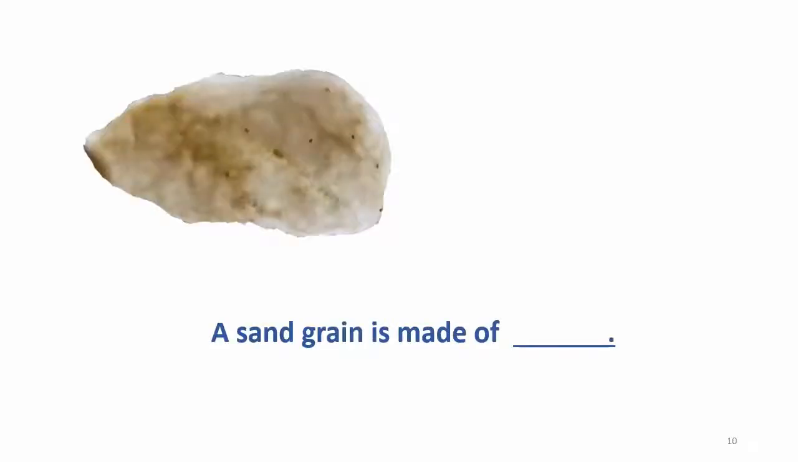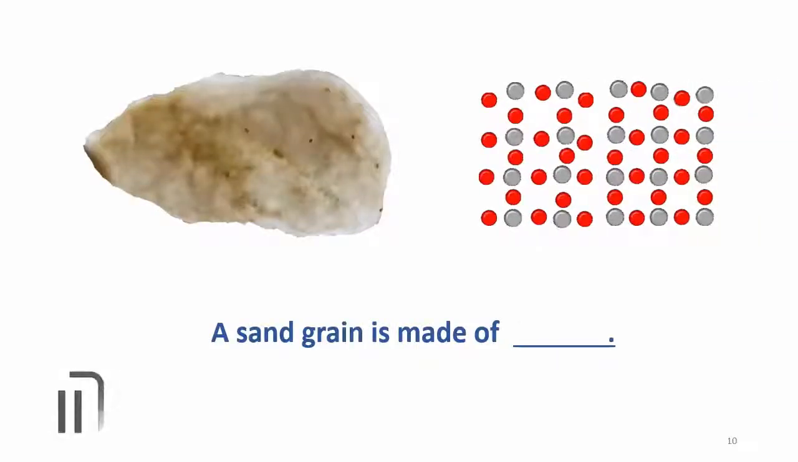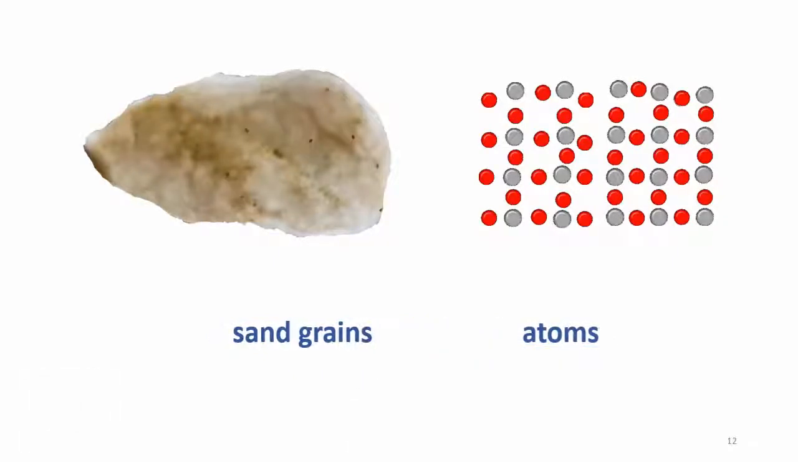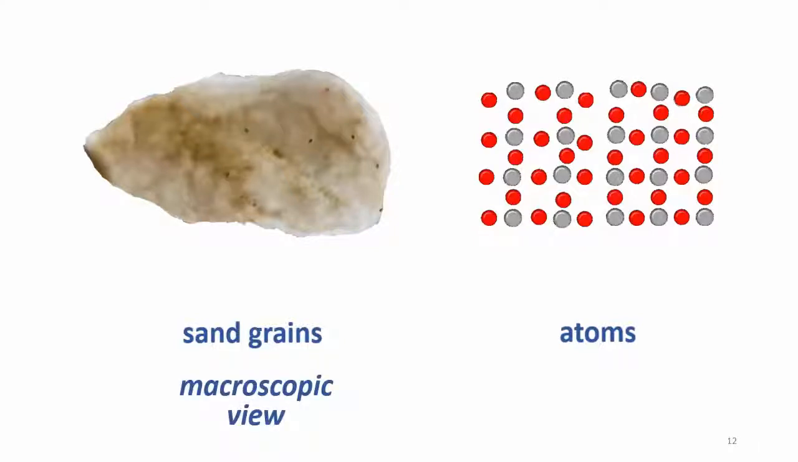We just saw that a sand grain is made of atoms. The photo of the sand grain on the left shows us what we can see and feel. We don't need a microscope for this, so this is the macroscopic view of the sand grain. Macro means big. The diagram on the right shows the atoms that make up the sand grain. These are too small to see with our eyes, so we need a really powerful microscope to make them visible. This is the microscopic view of the sand grain. Micro means small.